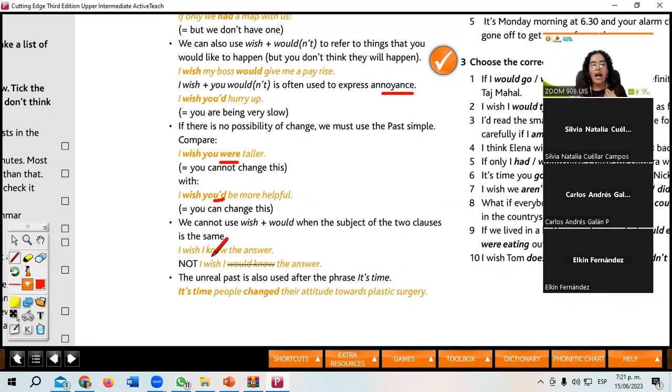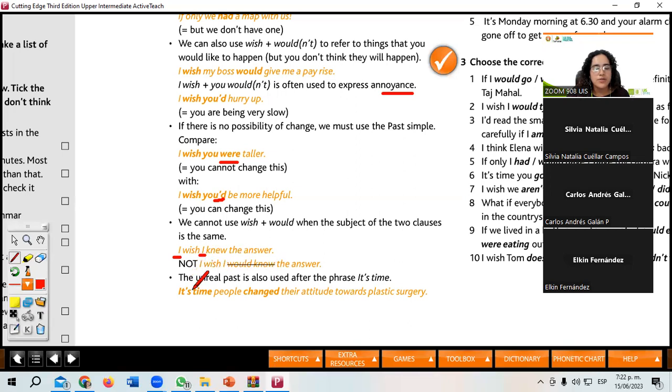Si soy yo, I wish I knew the answer, pero no sé la respuesta. Ojalá la supiera, pero no la sé y eso no lo puedo cambiar en este momento. Entonces, nunca voy a poder usar would si el sujeto es el mismo. ¿Ok? Here. I wish I siempre va a ser con pasado simple y no con el would. ¿Ok? Siguiendo esta regla, porque no lo puedo cambiar.